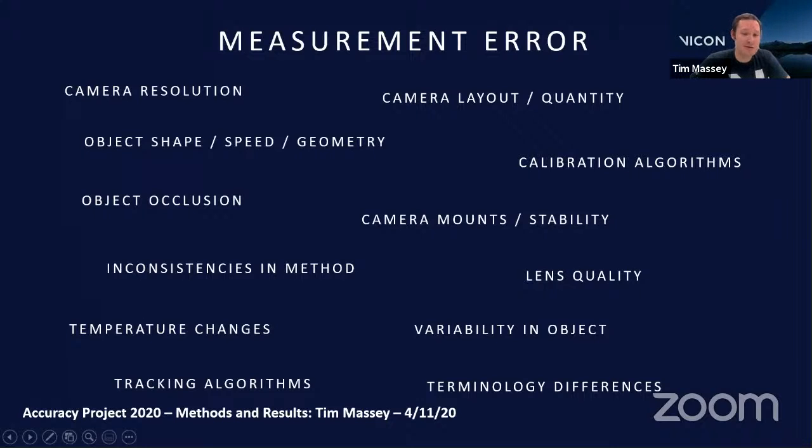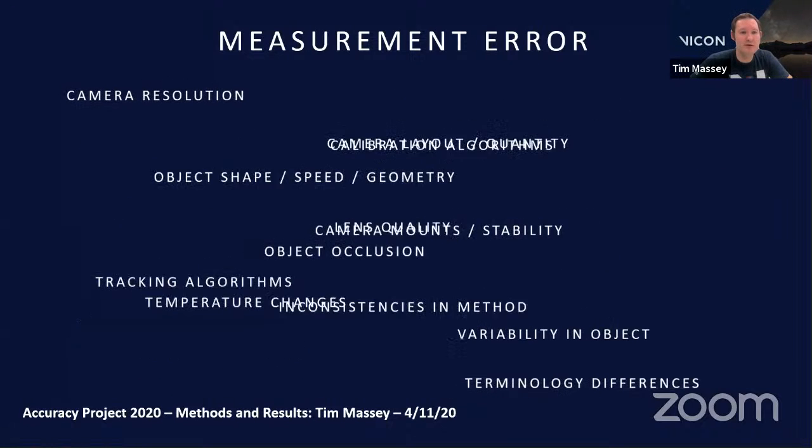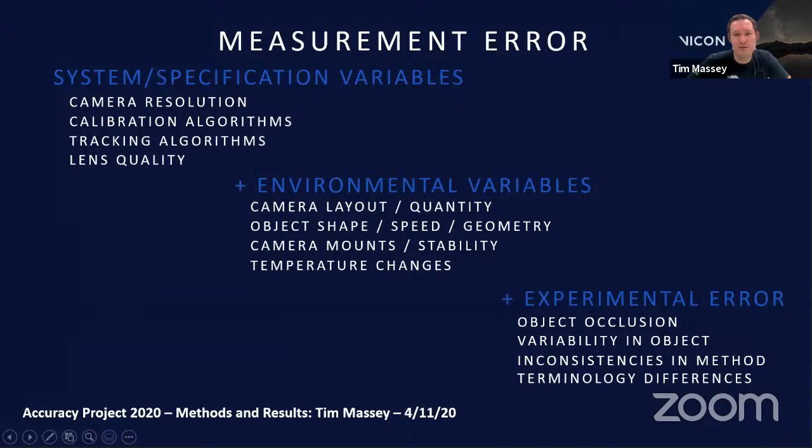Are you using the right terminology? Are you talking about exactly the same measurement, for example? And all of these contribute to overall error. And you can sort these into categories. So I would see this as three broad categories, somewhat subjective, of course, but the first one is probably most commonly discussed. What is the specification of the system? How good is the resolution, or how high is the resolution of your camera?